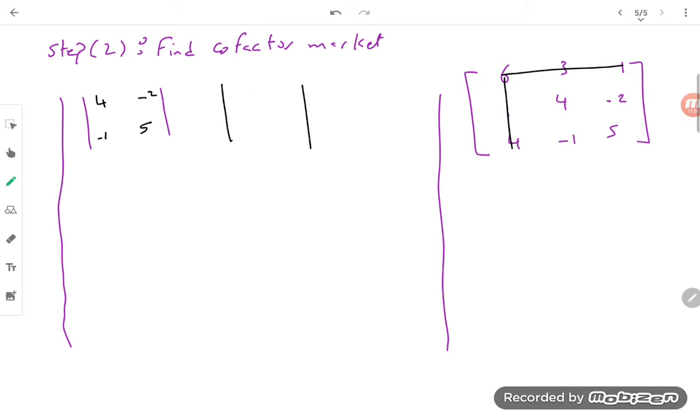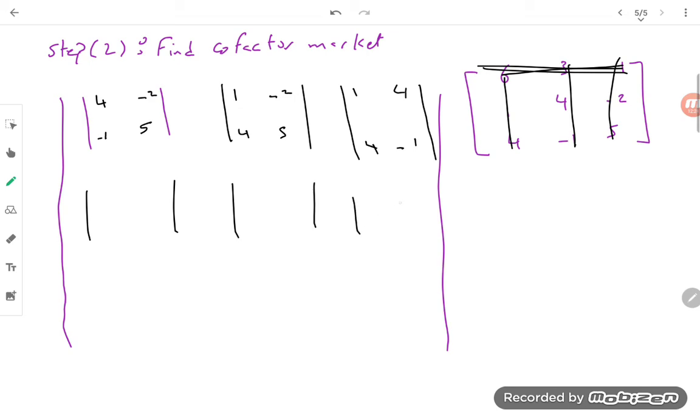Second one, 1, 5, 1, negative 2, 4, and 5. And finally, with respect to the third element, it will be 1, 4, 4, negative 1. We are going to do the same for the 3 rows. So we have to calculate the cofactor for each element.